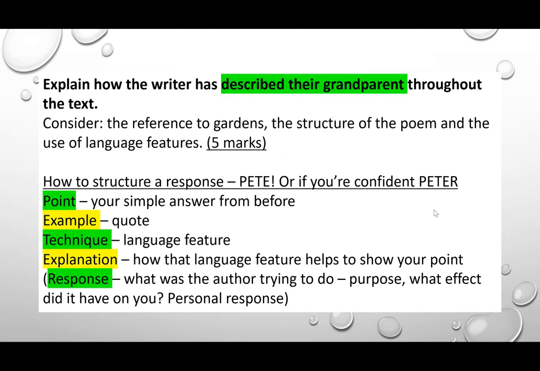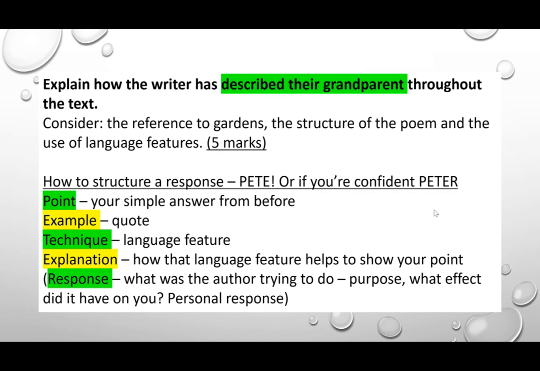So when you come to structure a response, you can think of Pete or Peter, it's just got an extra letter, or if you just want to stick with what we've already got, we've got Peel, so point, example, explanation, link, and the link is to your author and to yourself. The only difference here is you've got to have a technique or a language feature in there. So when you've got your example, you want to put a language feature in there as well. So if you want to remember a new acronym like Pete or Peter, then go for it. Otherwise, just remember Peel or the technique. Petal.